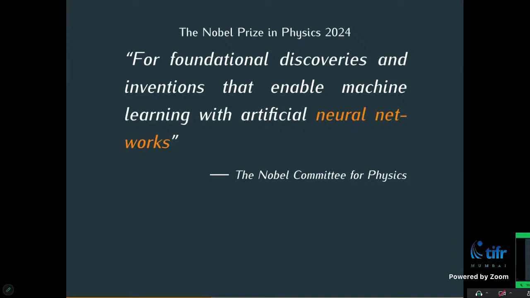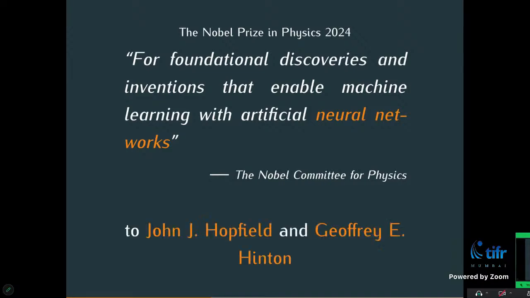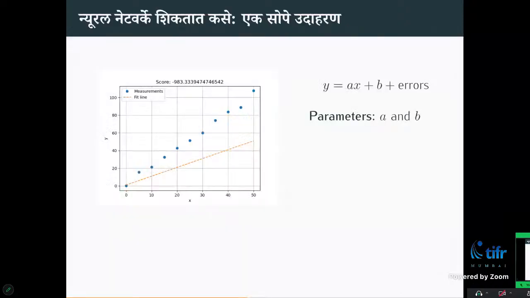The advancements that led to neural networks won the Nobel Prize in Physics. It was awarded to John Hopfield and Geoffrey Hinton last year. But for us, let's actually look at a very simple neural network.